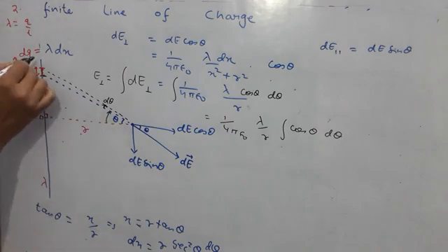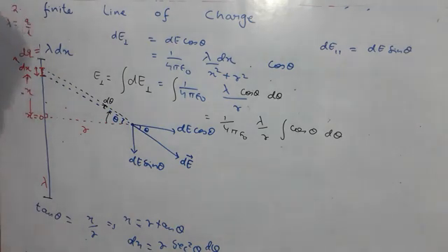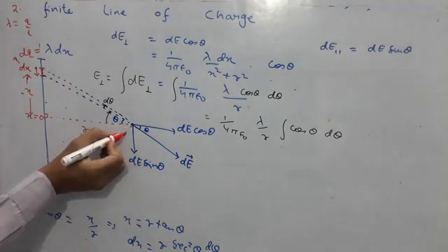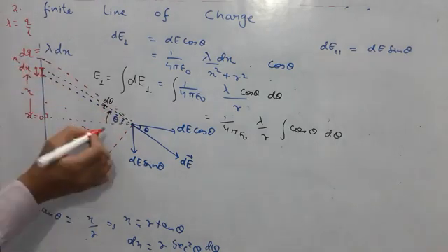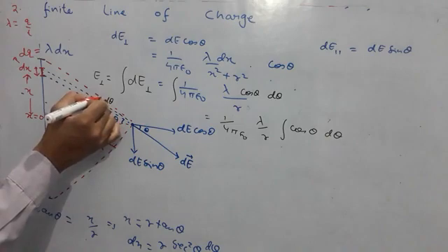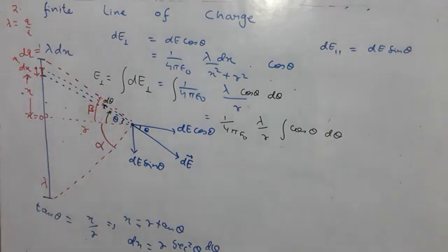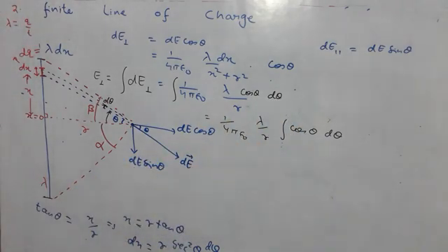Now I have to take the element from one end of the wire to the other end. So let me represent that by a line like this. Let this angle be alpha and this angle be beta. Then can you think about the limits of the integral in this case? How should I choose the limits for theta so that my entire line is covered?